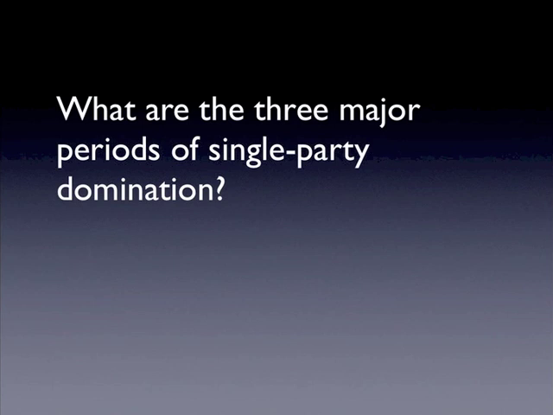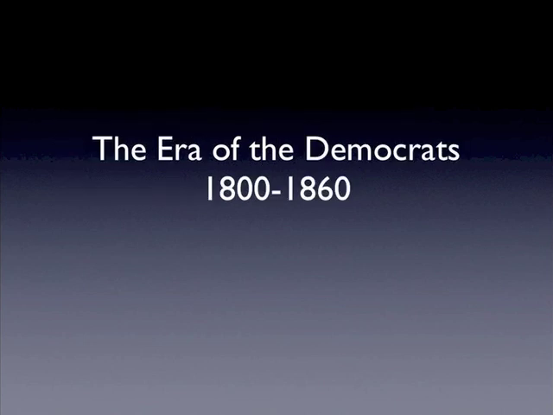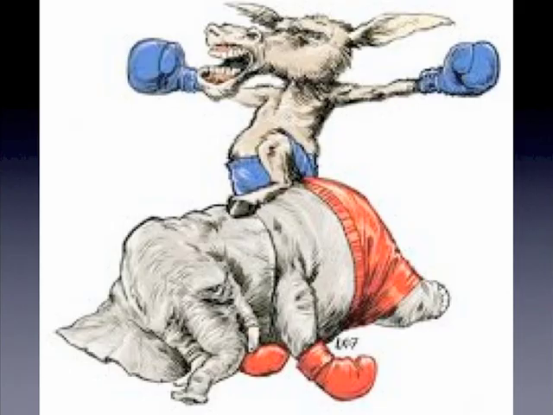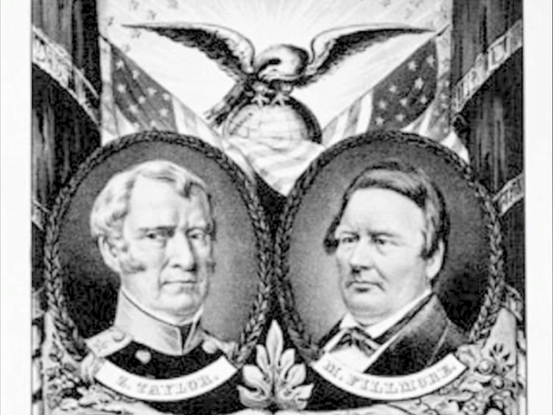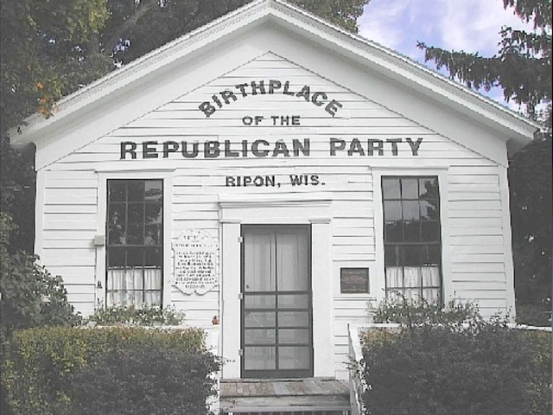What are the three major periods of single-party domination? The era of the Democrats, from 1800 to 1860. Democrats dominate all but 2 presidential elections. The Whig Party emerges in 1834 but declines by the 1850s, electing only 2 presidents. The Republican Party is founded in 1854.